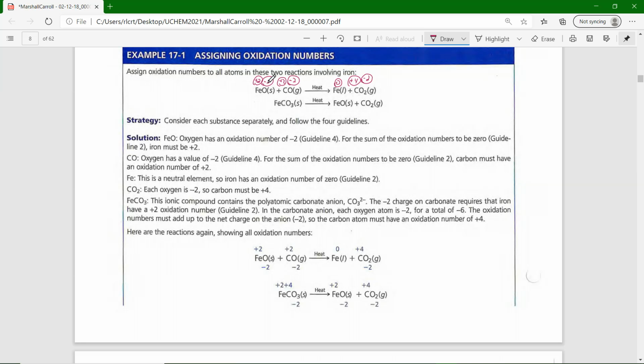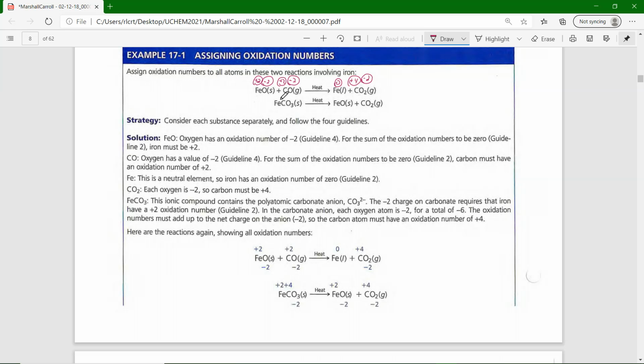And so what about the oxygen? Well, to balance it, maybe it is balanced already. Okay, so the oxygen doesn't change, but we do need something to be oxidized, and that's the carbon. It goes from +2 to +4.